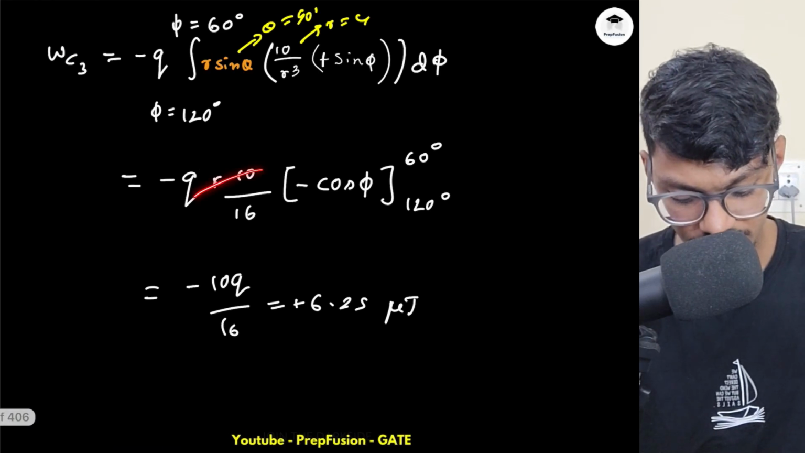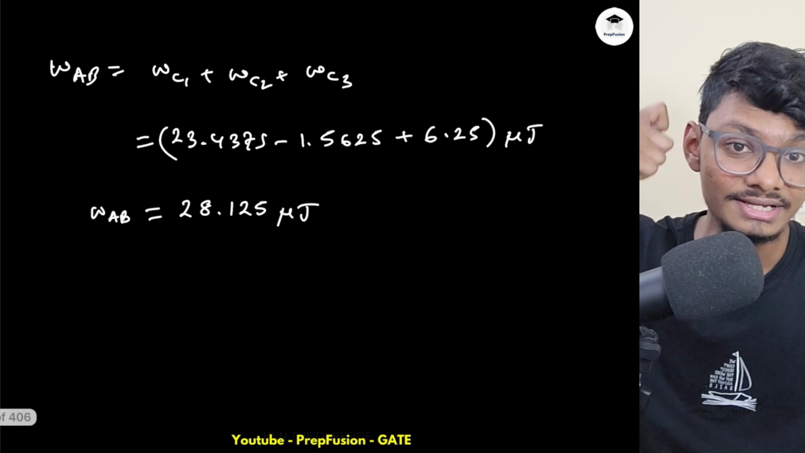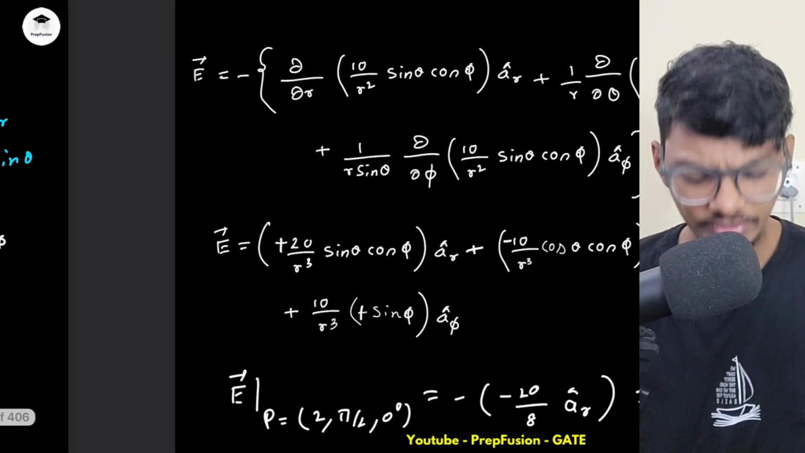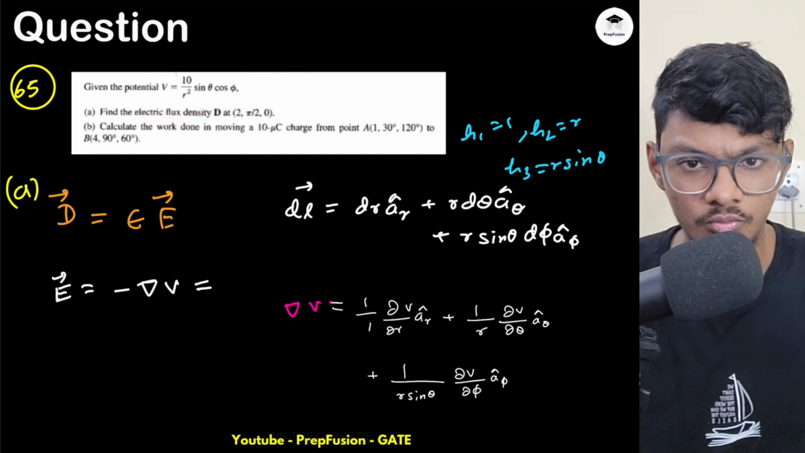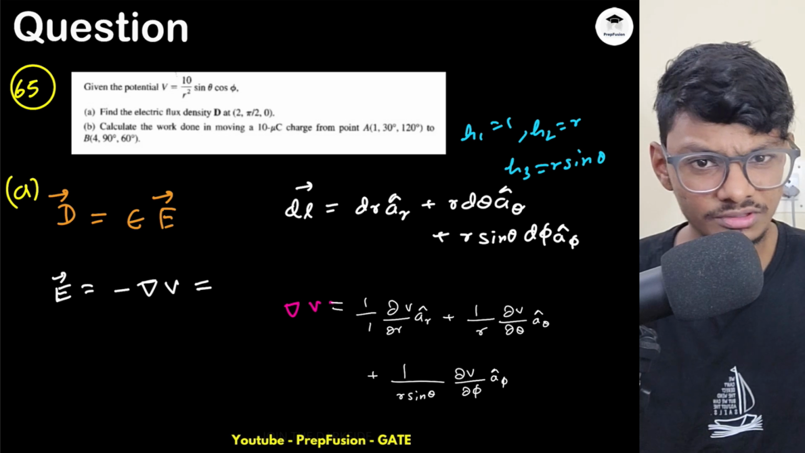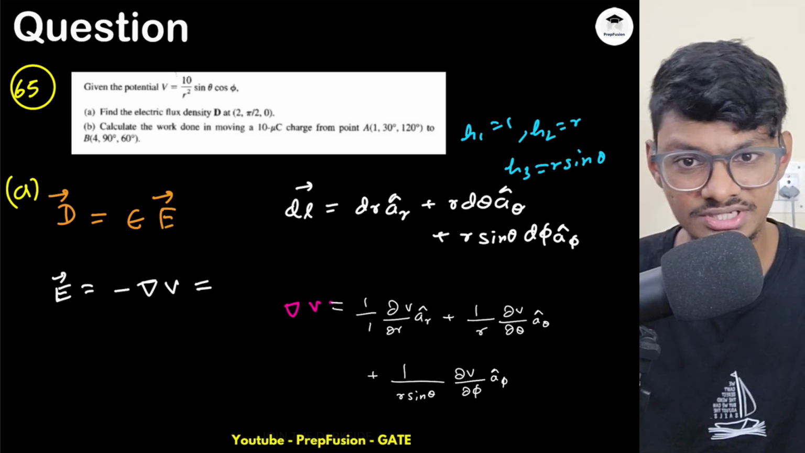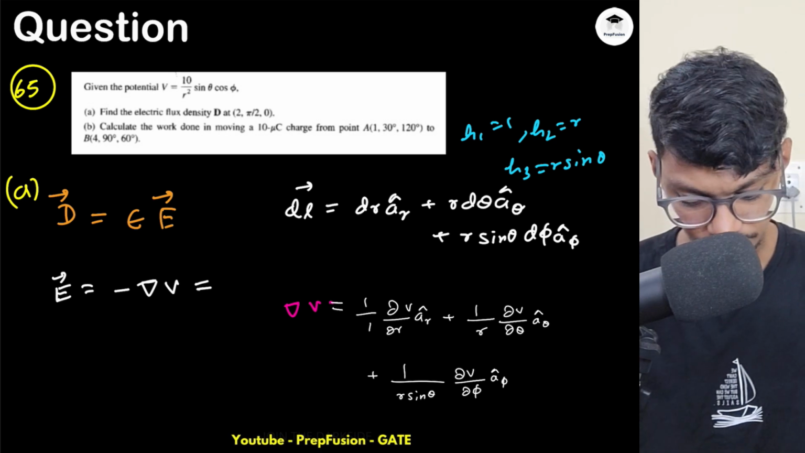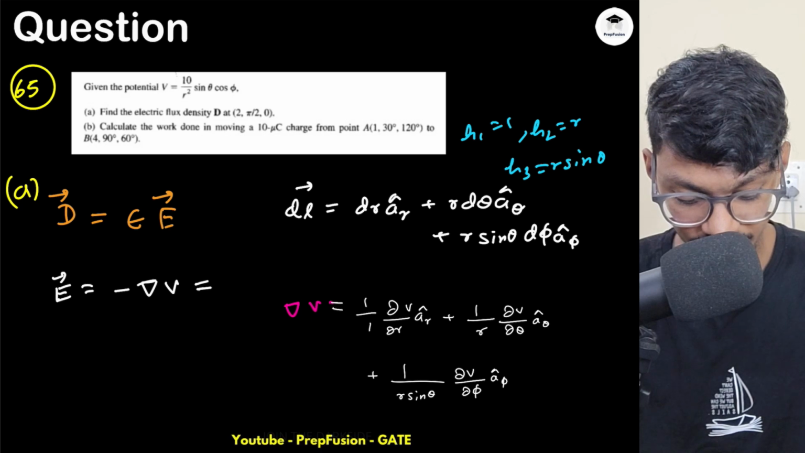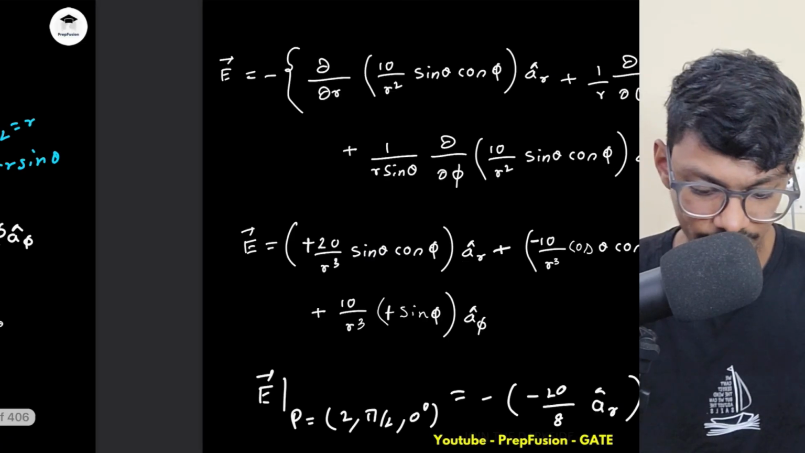Obviously this integration is a bit difficult, but once you get the hang of it, you will be able to do it. But what's the simpler way to do this? They have given me the electric potential formula as a function of R, theta and phi. If I know the electric potential, don't I know the work done? Because potential and work done are related with respect to a test charge. If I just multiply this with my potential, I will get my work done. Exactly that is what I will do.